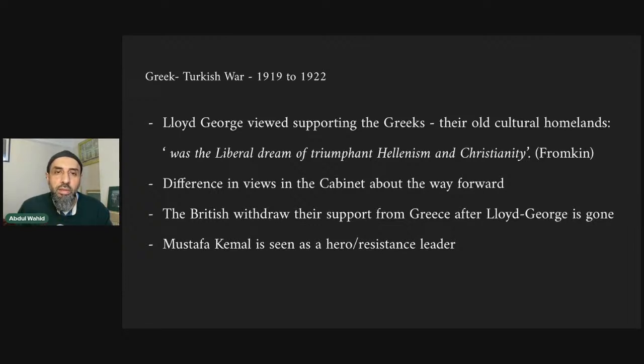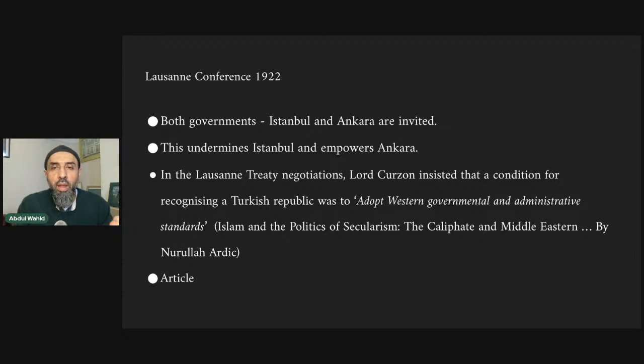Up till that point, the Ottomans fighting the Greeks were being backed by Britain. When Britain withdrew its support, Mustafa Kemal, who was the commander of many of the Ottoman forces, managed to hold on to some Ottoman territories and was lauded as a hero and a resistance leader then. So that led to his rise in approval within the remnants of the Ottoman Khilafah. He then went on to establish a power center in Ankara and a national assembly there, strongly influenced by his nationalist sentiments.